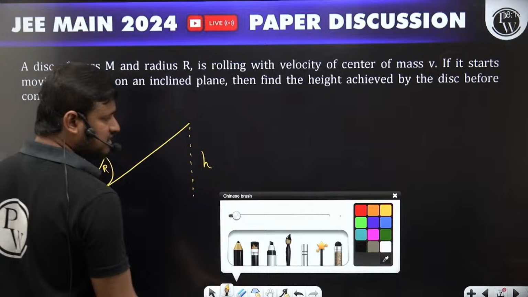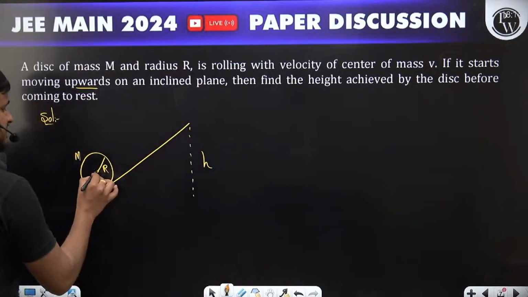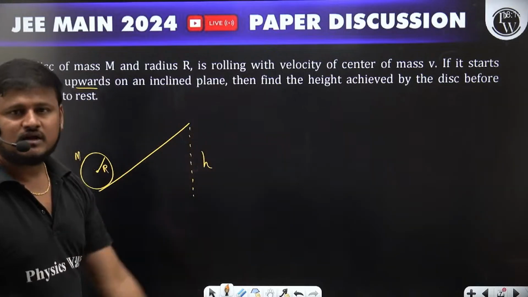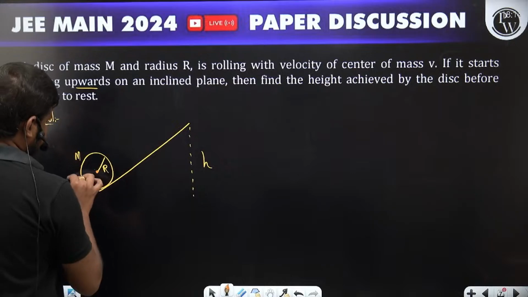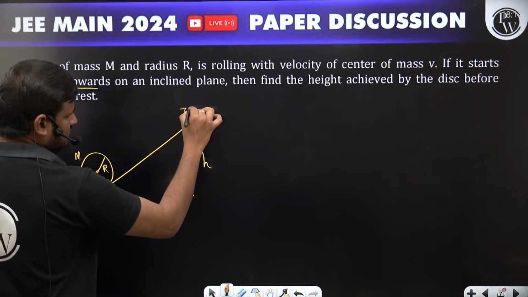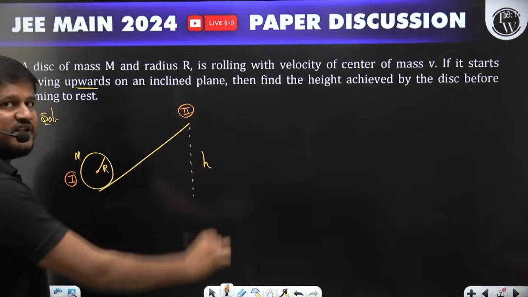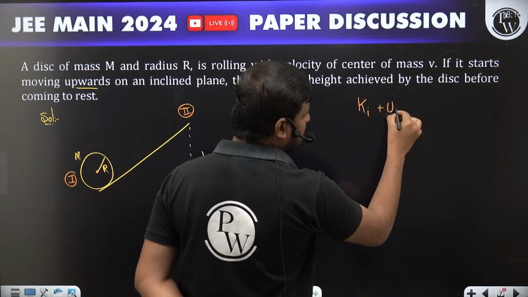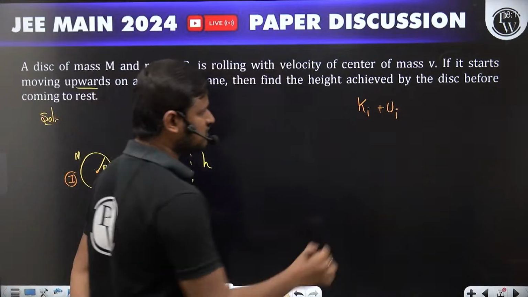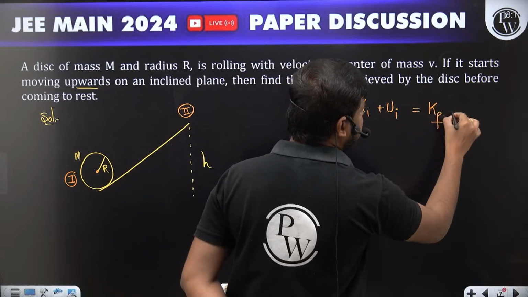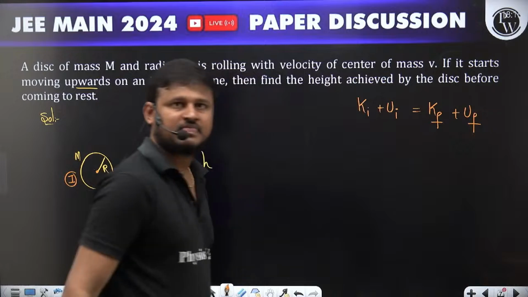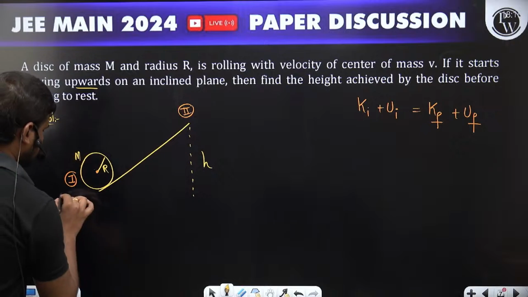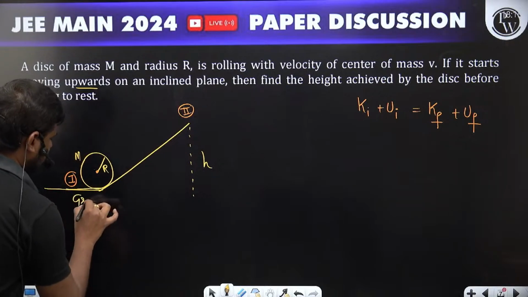So the first thing is, till the time it is in motion, it will have energy. Which type of energy will it have? The kinetic energy. Consider this is 1 and this is 2. I am going to apply the conservation of energy between these 2 points. So what's the conservation of energy? The kinetic energy initial plus potential energy initial is equal to the kinetic energy final plus the potential energy final.